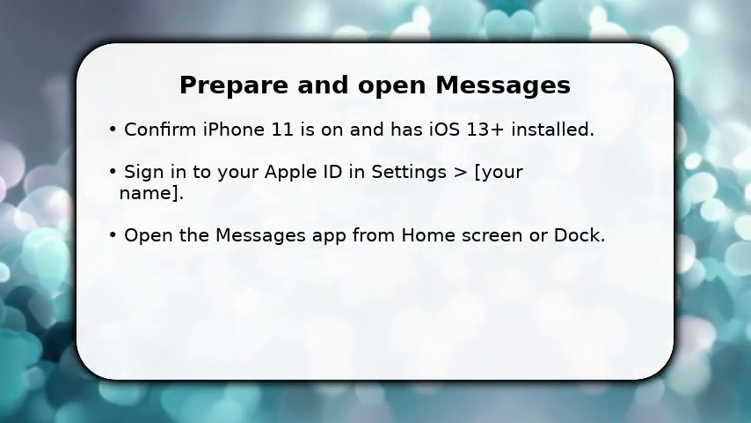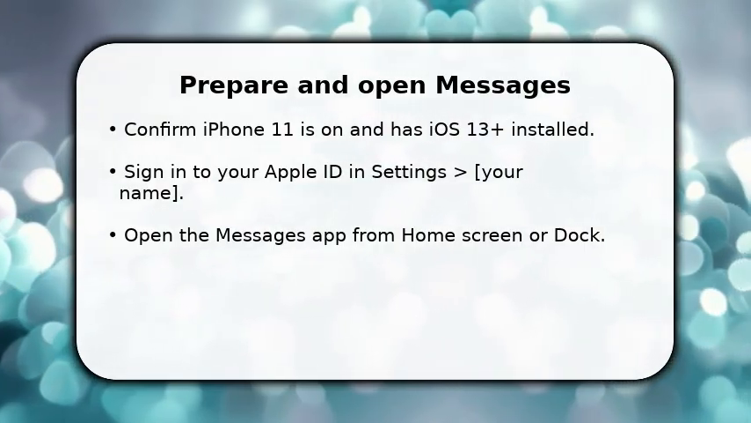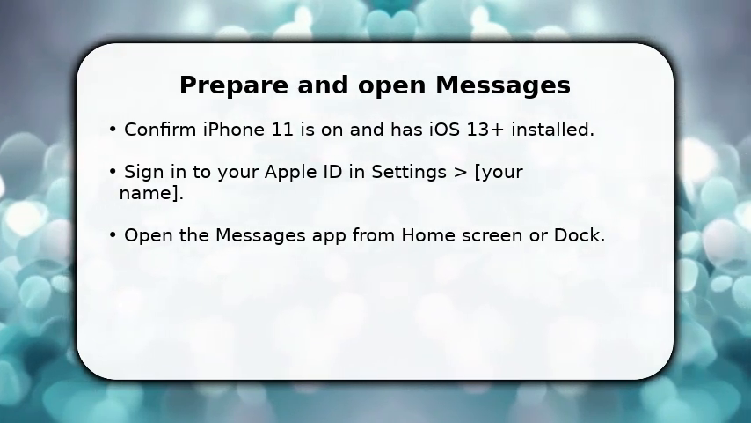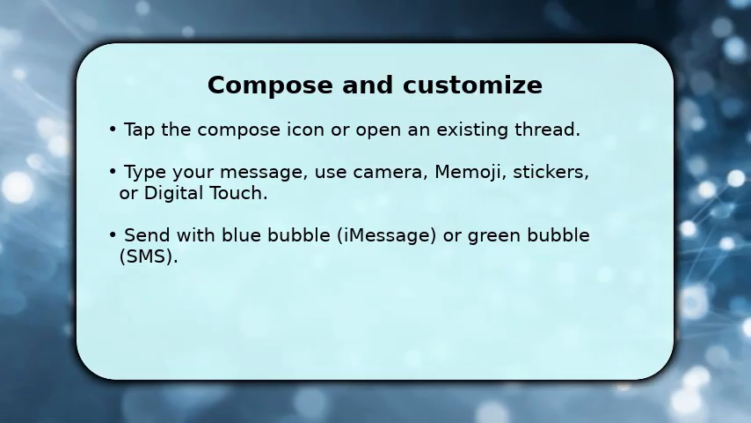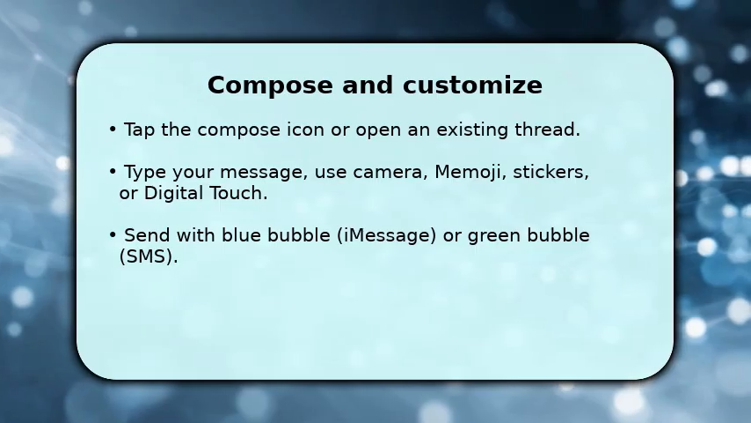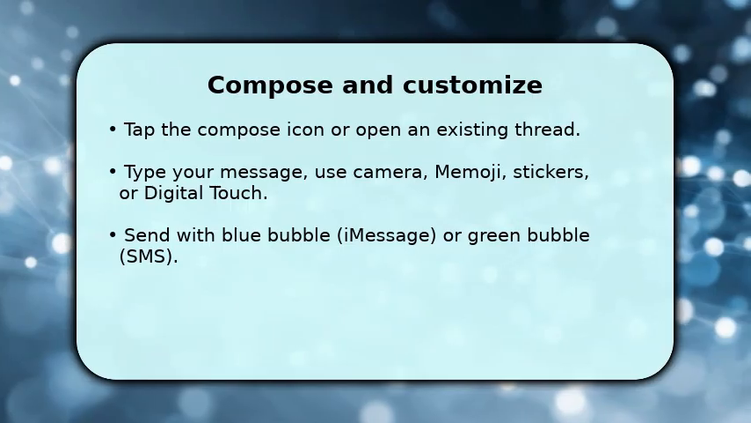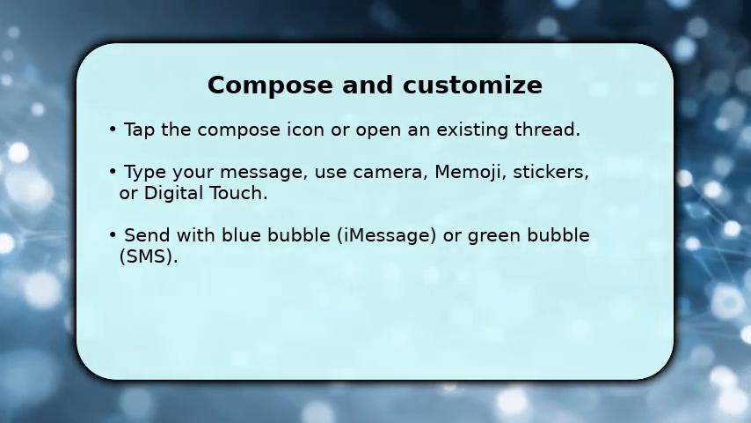Now that the app is open, you're ready to initiate a message thread and choose a contact or enter a phone number. You compose a new message by tapping the pencil icon or continue in an existing conversation. This is where you control content and tone. Start typing, and if needed, tap the camera, App Store, or Memoji icons to attach photos, stickers, or effects. These enrich messages because iMessage supports media and reactions.